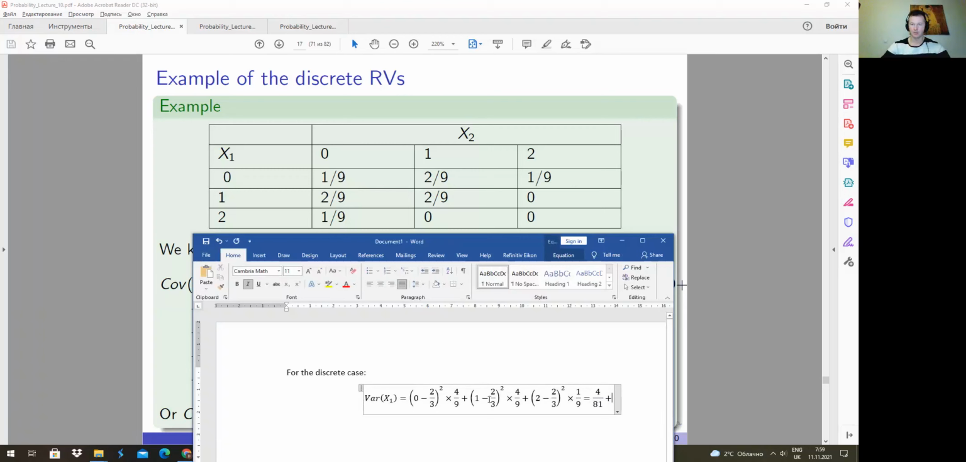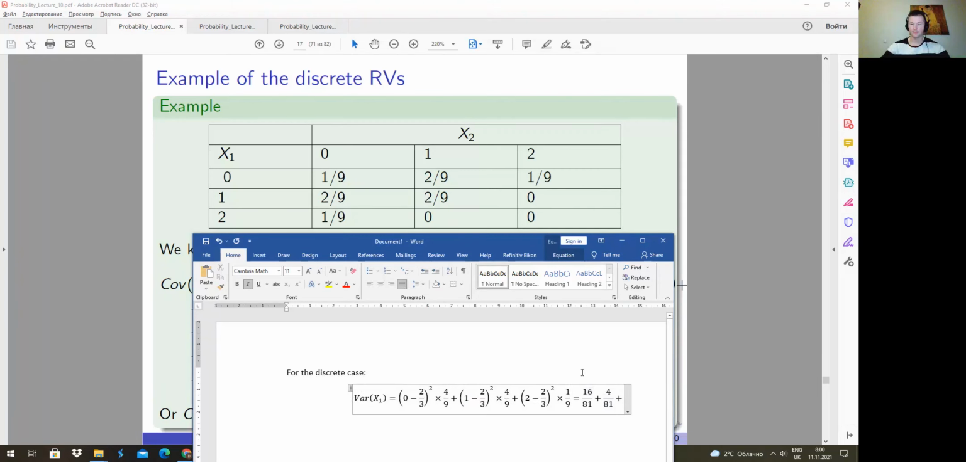Plus, here I have 1, so 3/3 minus 2/3, which is 1 over 3, right? 1 over 3 squared, 1 over 9, it's 4 over 81. So it must be 16 over 81, right? This one.